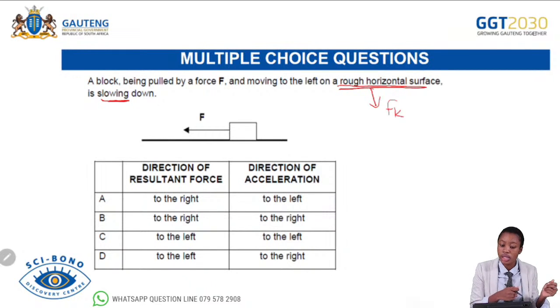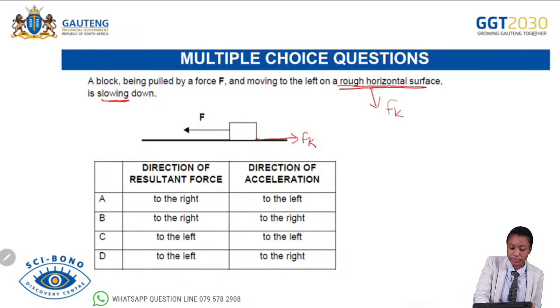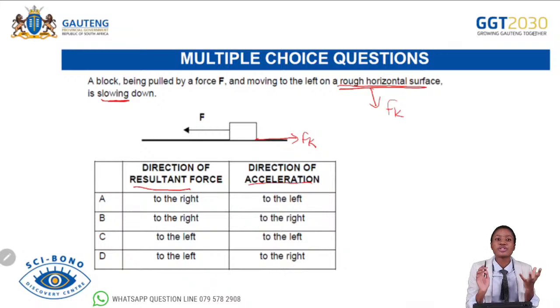It's been pulled, moving to the left, right, but slowing down. Therefore, it's accelerating to the right, in this case in the direction of Fk. So we need to look at the direction of the resultant force as well as acceleration. What do we know about the relationship between these two? They are directly proportional. So we're looking at Newton's second law of motion.